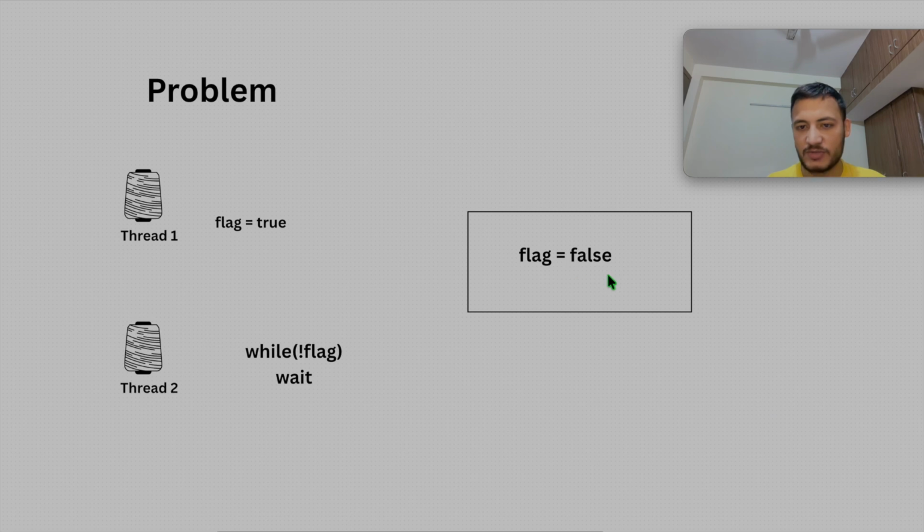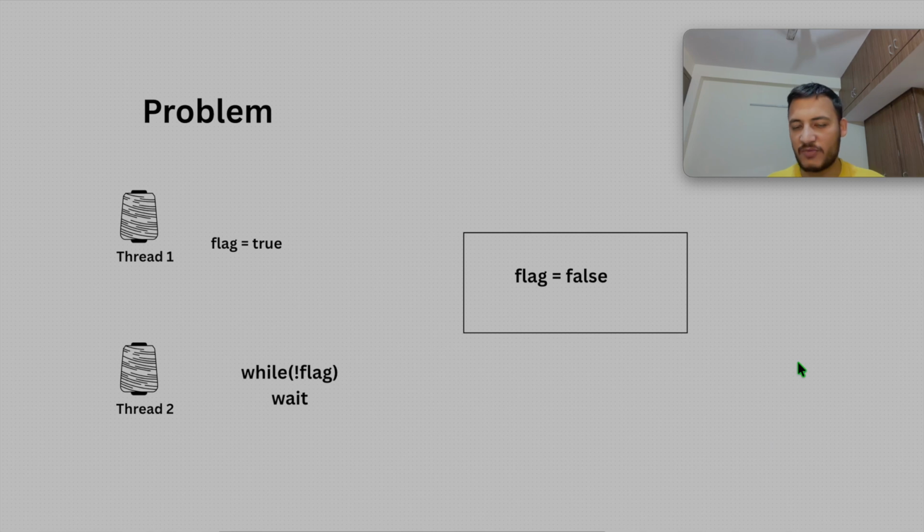We have a flag whose value is false and there are two threads. Thread 1 updates the value of flag to true. Thread 2 is waiting for the value to be updated. Now do you think as soon as thread 1 updates the value of flag, thread 2 will be able to see the updated value? Not without the volatile keyword. So the volatile keyword ensures three important things.